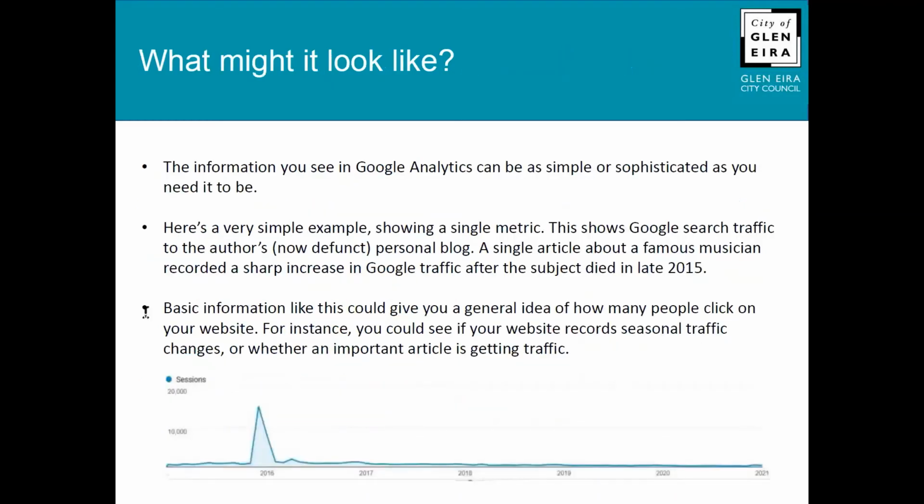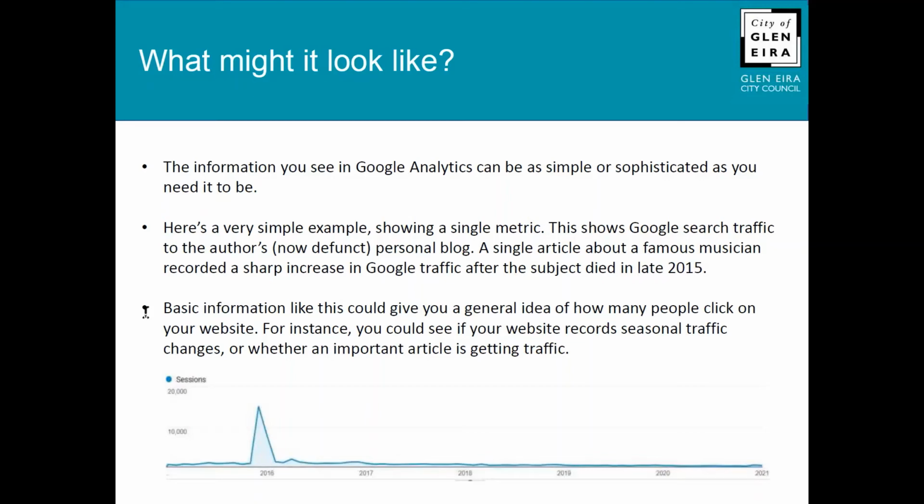What does Google Analytics data look like? Quite simply, the information you see in Google Analytics can be as simple or sophisticated as you need it to be. Shown is a very simple example. What you see here is a single metric. This shows Google search traffic to the author's now defunct personal blog. A single article about a famous musician recorded a sharp increase in Google traffic after the subject of the article died in 2015.